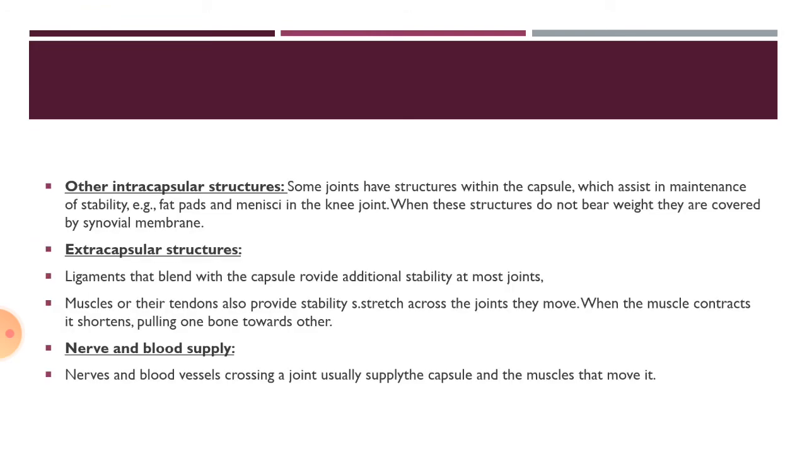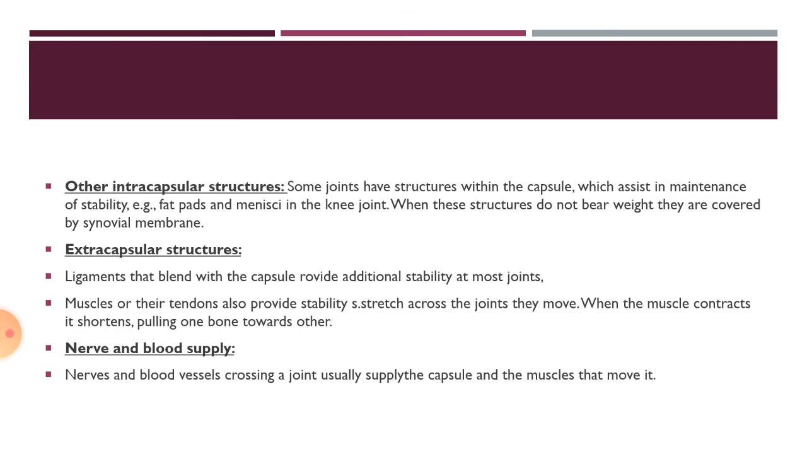Other intracapsular structures include fat pads and menisci in the knee joint. There are lateral and medial menisci in the knee joint. Extracapsular structures, ligaments that blend with the capsule, provide additional stability at most joints. Muscles or their tendons also provide stability. They stretch across the joints, and they move. When the muscle contracts, it shortens, pulling one bone towards the other. We have discussed that the muscle usually contracts from its insertion towards the origin, so pulling one bone towards the other, and we know that when muscles contract, they shorten.